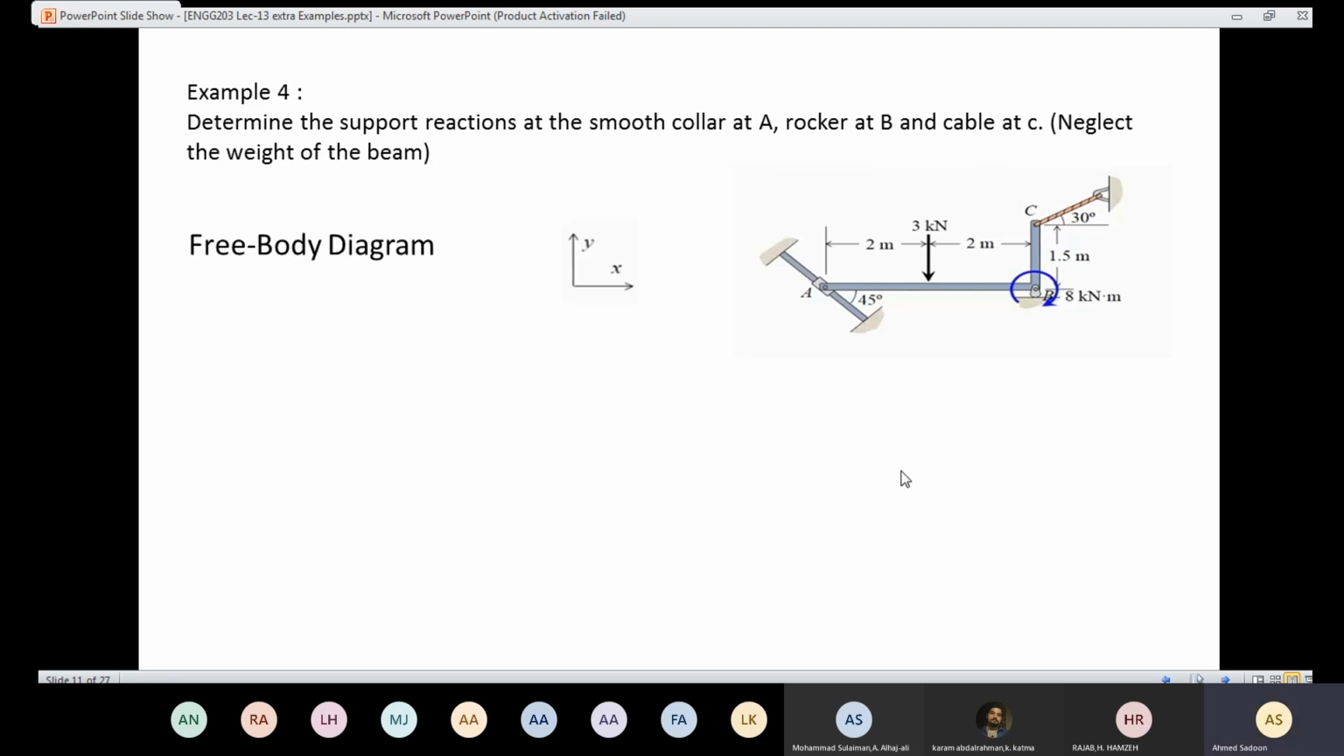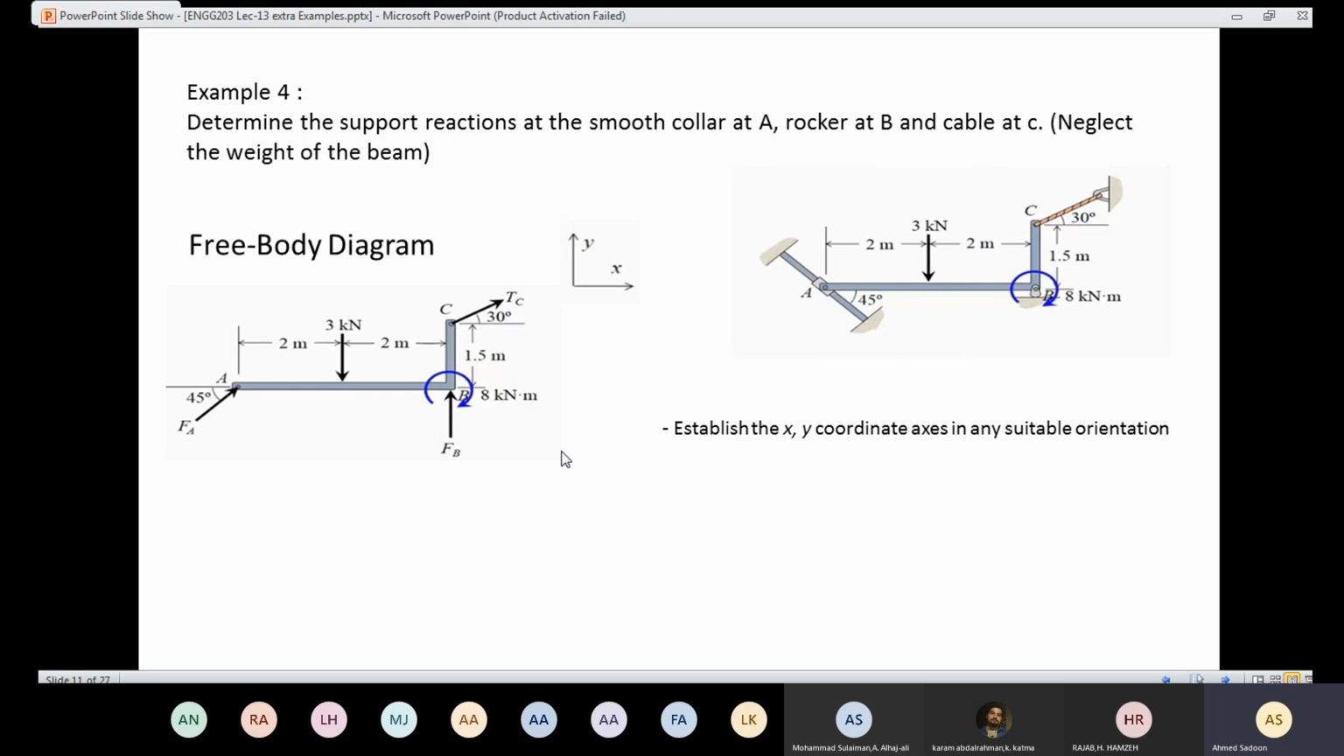Then the first step that needs to be done is to draw the free body diagram. We are going to isolate the system here. We are going to replace all the supports with reactions. So if you are going to do that, first you need to establish your XY coordinates. Here is X and here is Y in a suitable orientation. Then I need to remove all the supports here.